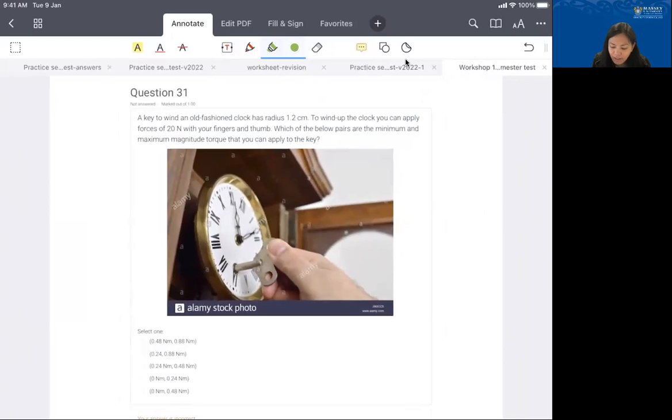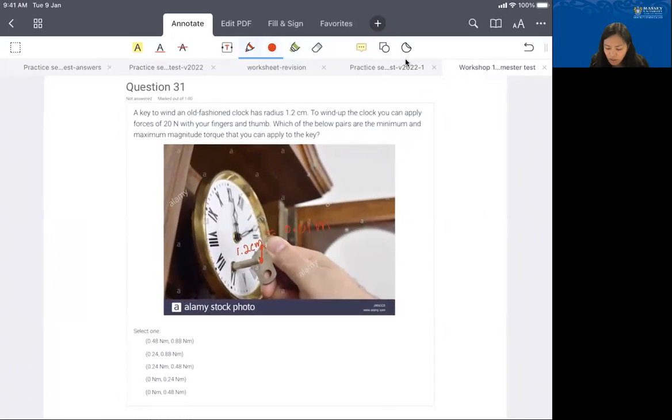So there's a key. The key has a radius of 1.2 centimeters. So that means this is the key here. It has a radius of 1.2 centimeters. Okay, that's 0.01 meters. Hopefully you can see the text.